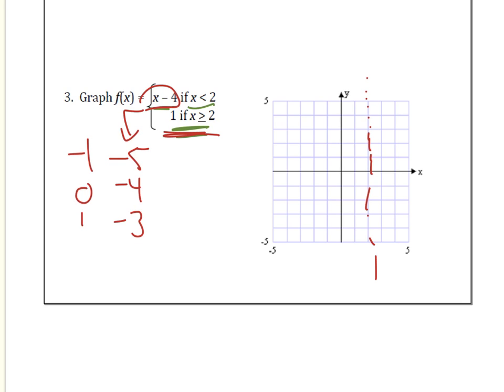So at negative 1, I'm at negative 5. At 0, I'm at negative 4. At 1, I'm at negative 3. So this line's going to look like this. But then once I get to 2, my value becomes 1. So here's how that looks.